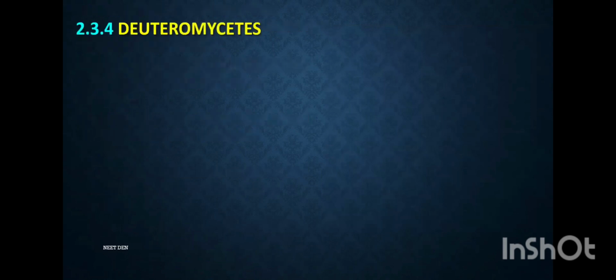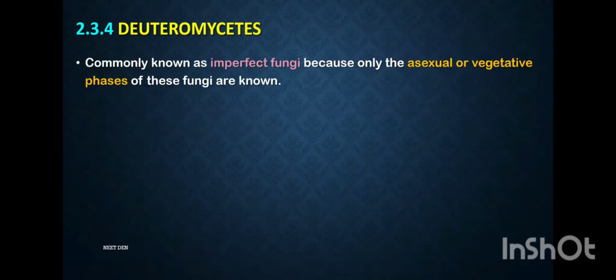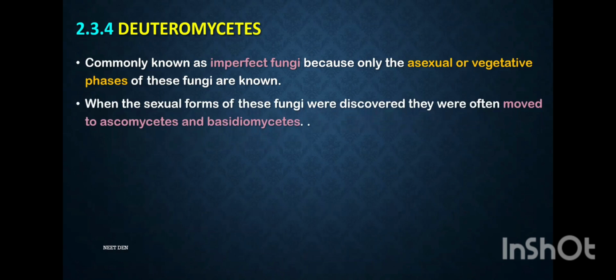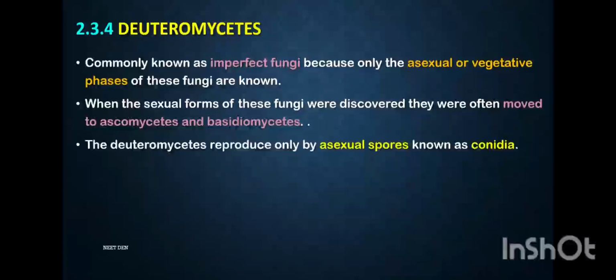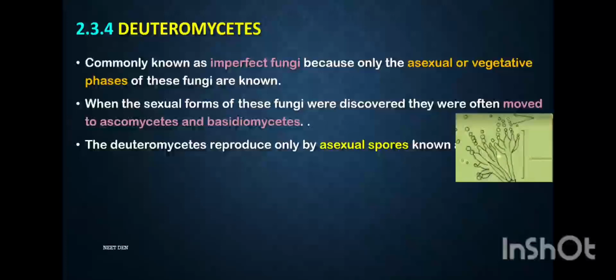Lastly, Deuteromycetes. This class of fungi is also called imperfect fungi because only the asexual or vegetative phase of these fungi is known. Whenever sexual forms of these fungi are discovered, they are often moved to other classes of fungi like Ascomycetes and Basidiomycetes. So these fungi only have the asexual or vegetative phase. They reproduce by asexual spores known as conidia. We had already seen conidia earlier.